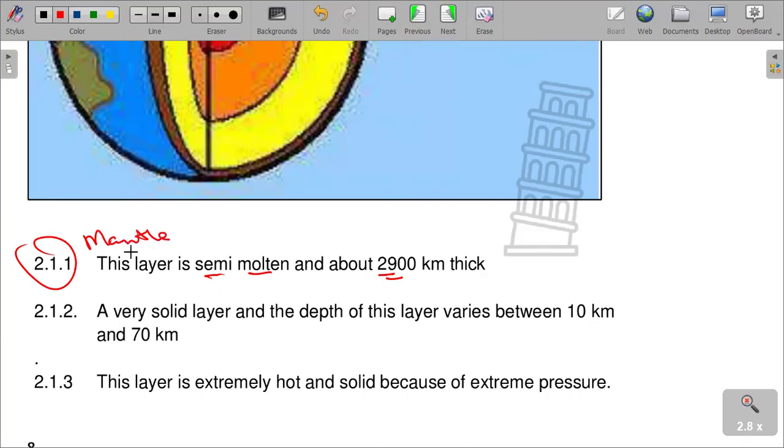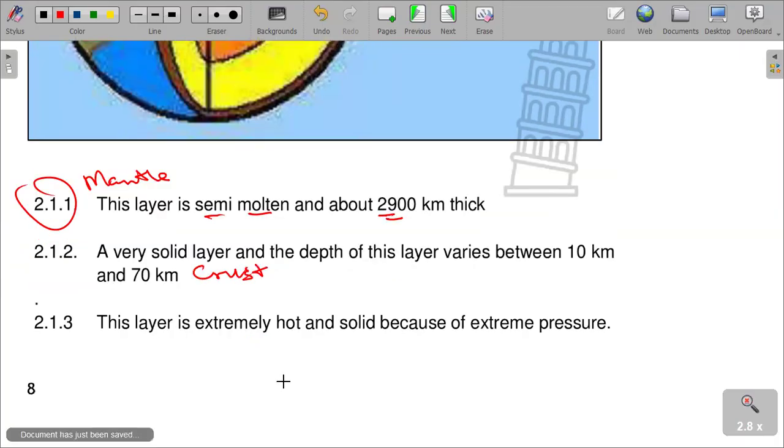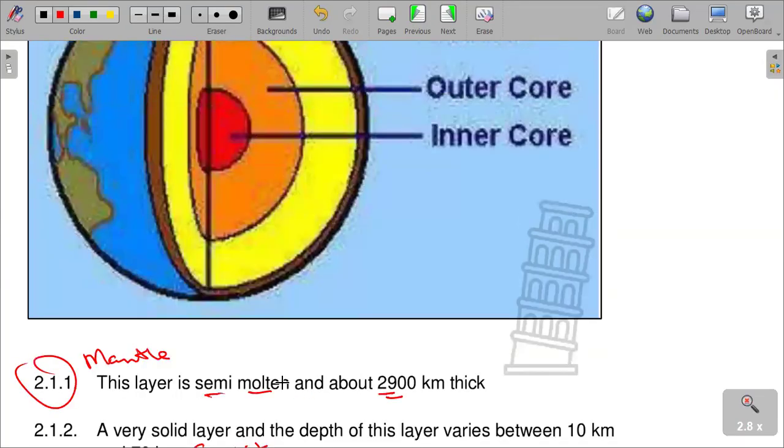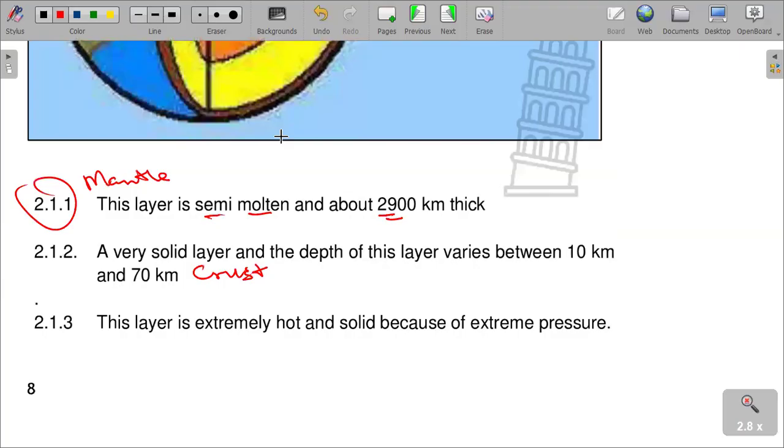And then a very solid layer, and the depth of this layer varies between 10 and 70 kilometers. It is the crust. This layer is extremely hot and solid because of extreme pressure. You can see that it is the inner core, the way it is red. So the layer that is extremely hot and solid is the inner core.